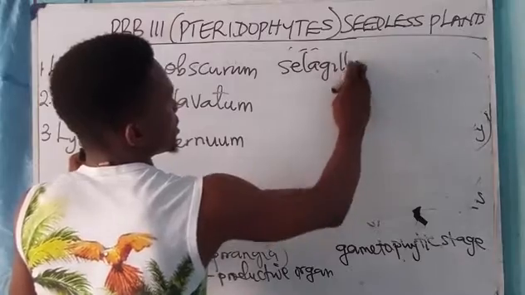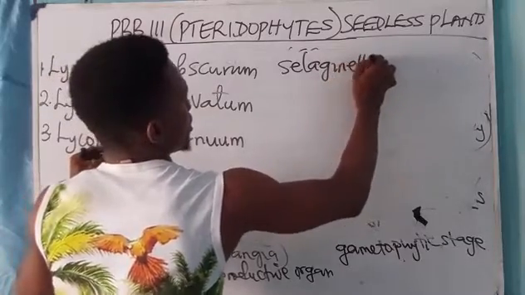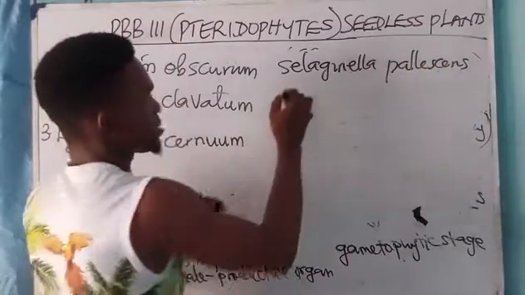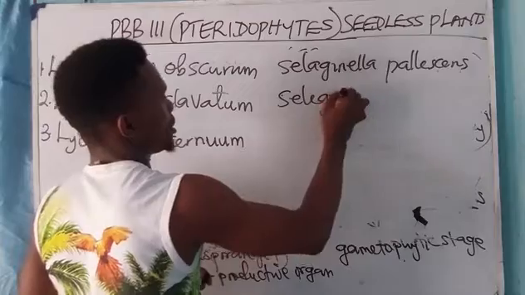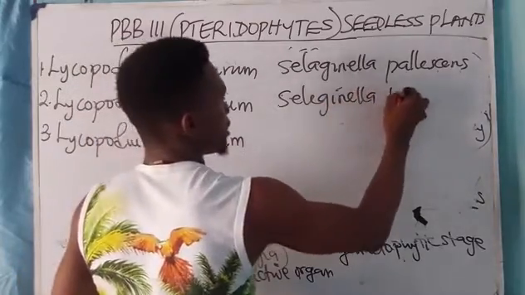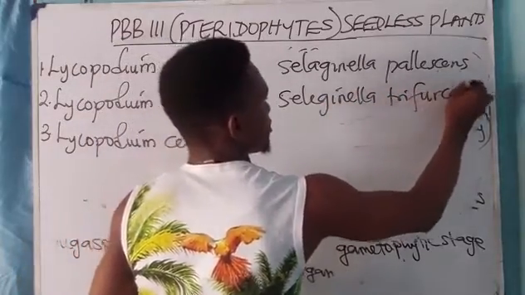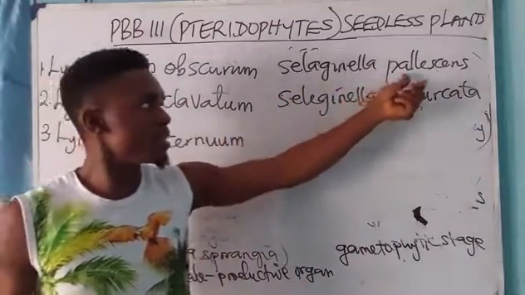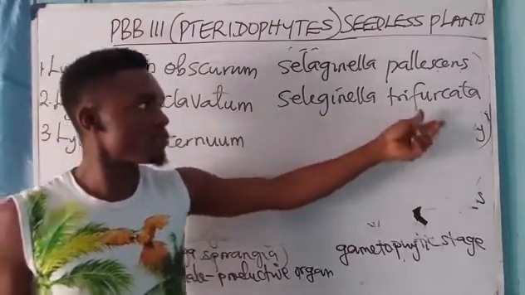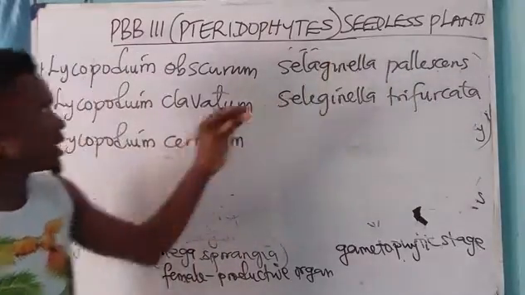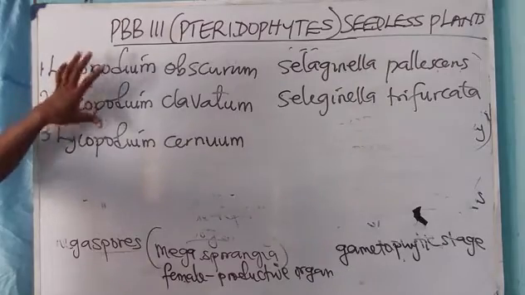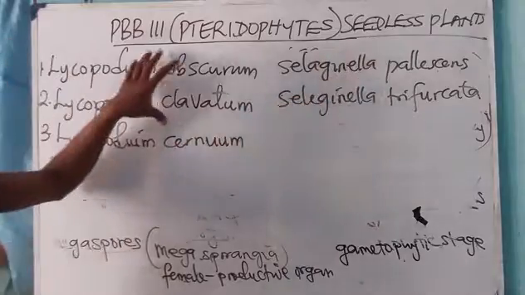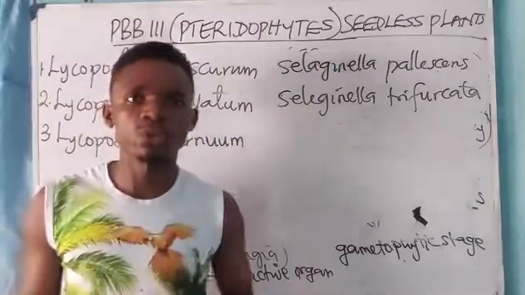And we now also have Selaginella. We have Selaginella paliscens, and we have Selaginella trifurcata. Which means that the Selaginella paliscens and Selaginella trifurcata are club mosses. Then these three species of Lycopodium are spike mosses, and these ones are club mosses. So at this point, we call it a day.